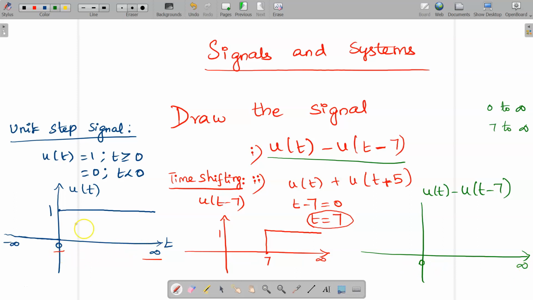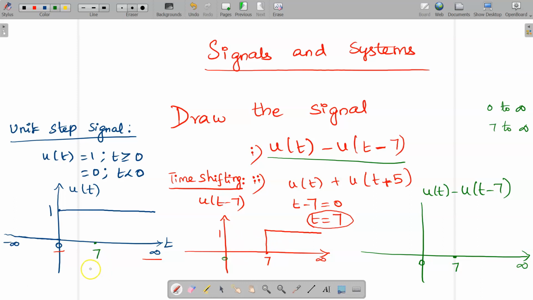So 0 to infinity, here the value is 1, but it differs here since we have a split in the second signal. From 0 to 7 the value is 0, and from 7 to infinity the value is 1. So I am taking up to 7 also as a point, since the second signal has the variation there.